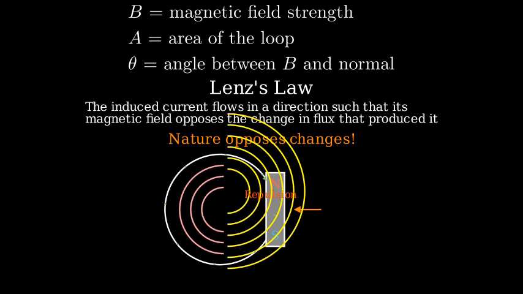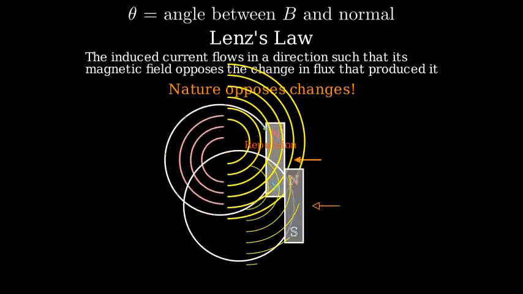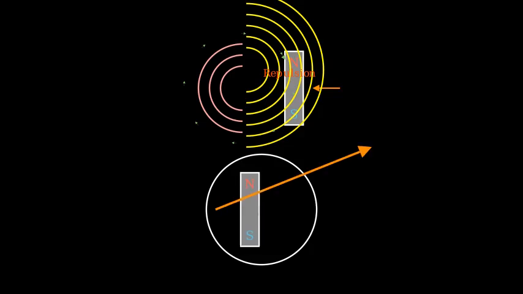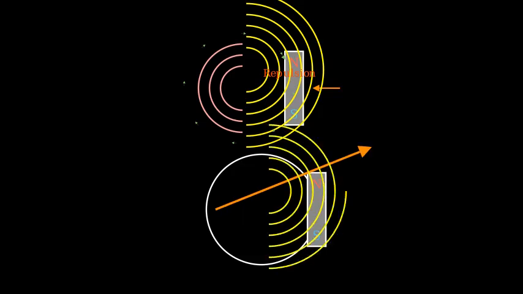Now, let's see what happens when I pull the magnet away. As the magnet moves away, the magnetic flux through the loop decreases. Again, this change induces an EMF according to Faraday's law. But now, according to Lenz's law, the induced current creates a magnetic field that opposes this decrease. So the loop creates a south pole facing the retreating north pole, causing an attractive force that tries to prevent the magnet from moving away.